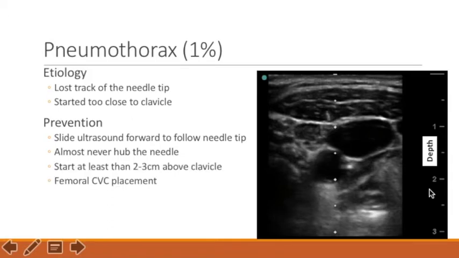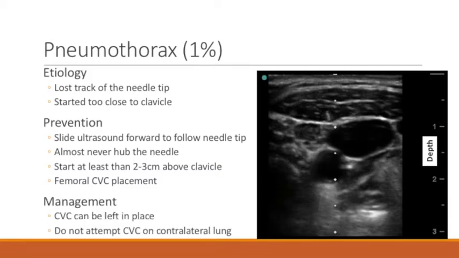Again, stay at least 2 to 3 centimeters above the clavicle when starting your needle puncture. And if you have a difficult jugular venous cannulation because the anatomy is difficult for whatever reason, don't hesitate to do a femoral central line placement. It's hard to cause a pneumothorax in the leg.